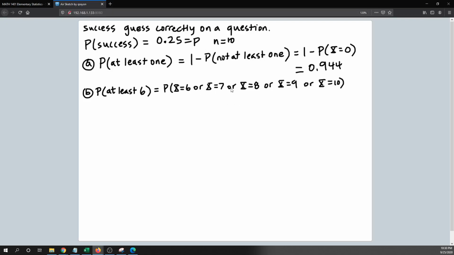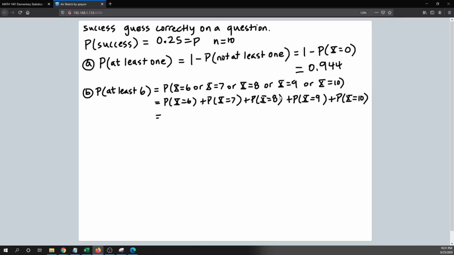All right, here we have the or of a bunch of events, and so we have to ask ourselves, are these events mutually exclusive or not? Could you perform this experiment and get 6 correct and also exactly 7 correct? No, that's not going to happen. So all of these events are mutually exclusive, which means you can use the special addition rule. So it's the probability that X equals 6 plus the probability that X equals 7 plus 8 plus 9 plus 10.